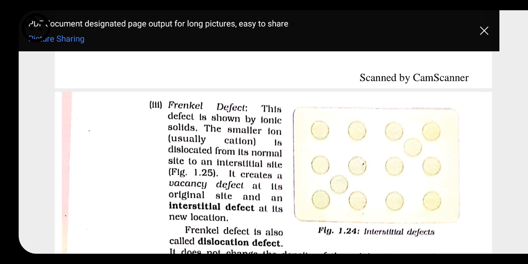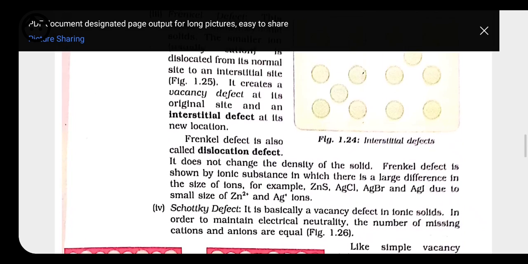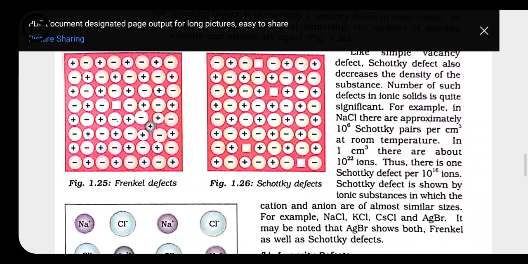When any ion leaves its correct lattice site and occupies an interstitial site, this type of defect is called a Frenkel defect. A Frenkel defect is a combination of vacancy defect and interstitial defect. Actually what has happened, see, I will show you. This is the first one, that is 1.25. It is an example of Frenkel defect.